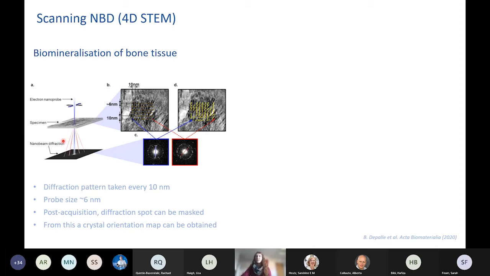So this is our setup where we have our sample, and we have a nanobeam electron diffraction pattern. So we have a probe size of only about 6 nanometers, and we can then scan that across our sample and acquire a diffraction pattern at every point. From that information, Baptiste was then able to mask the diffraction pattern and work out what the orientation of the crystals were within his mineralized tissue. And so then he was able to create a map of that.